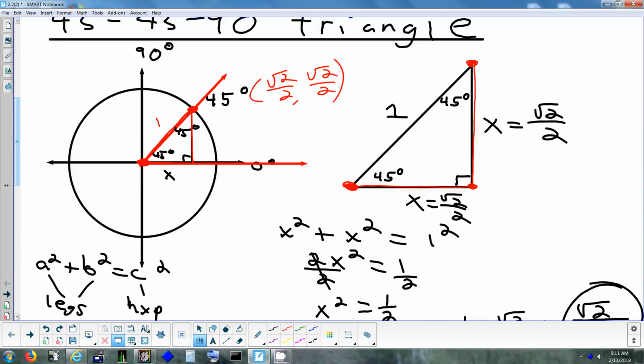And there's your coordinate for a 45-degree angle. That's always the coordinate. That never changes. So my advice now is just memorize it. Root 2 over 2, root 2 over 2. Always that number.